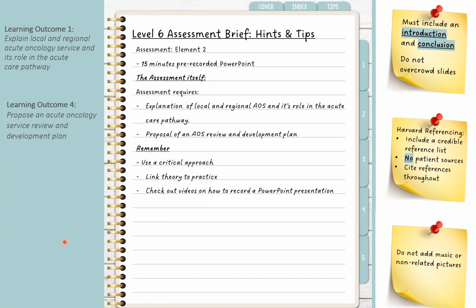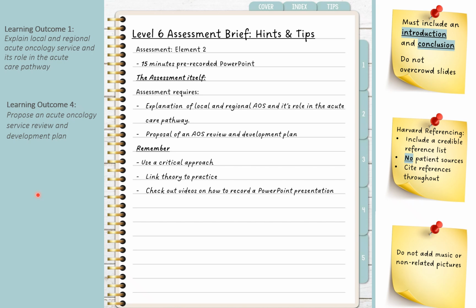The second element then is a 15-minute pre-recorded PowerPoint presentation. We'll be looking at Learning Outcome 1 and Learning Outcome 4. But don't worry, we'll go through those. I'm going to break those down in a little bit. So the assessment unit for this, you are going to be looking at explaining the local and regional AOS and its role within the acute care pathway and the proposal of an AOS review and development plan. So you need to use a critical approach and you need to link the theory to practice.